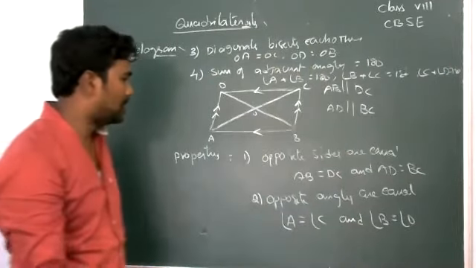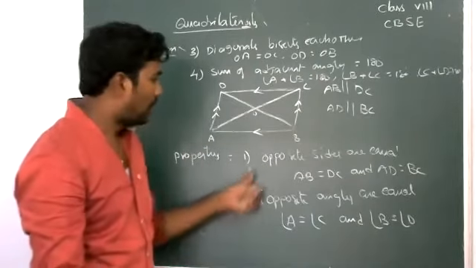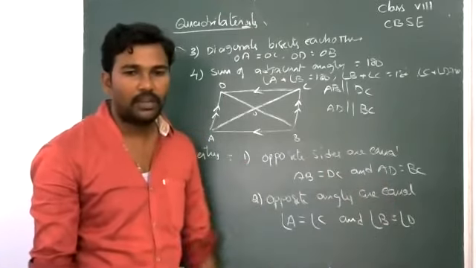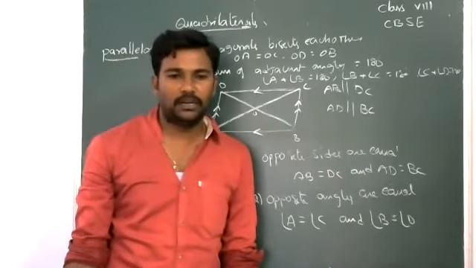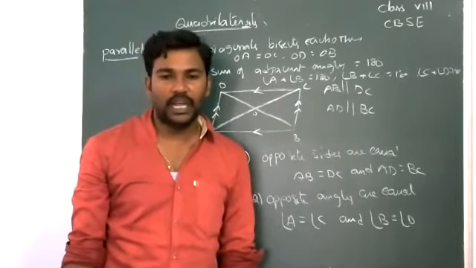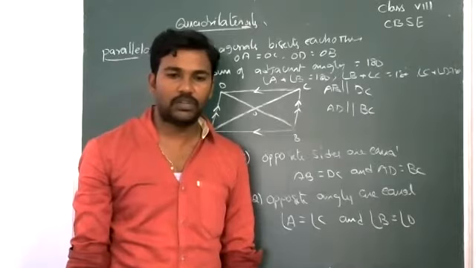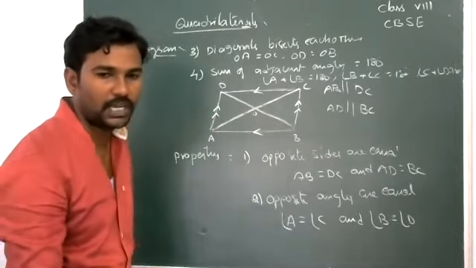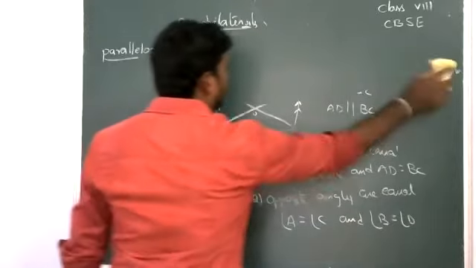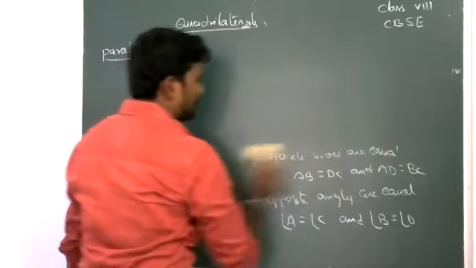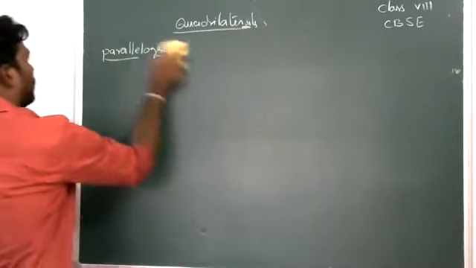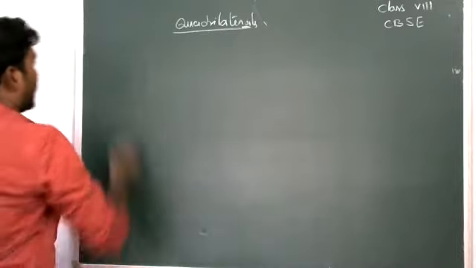Here you can see the properties of a parallelogram. Opposite sides are equal. Opposite angles are equal. Diagonals bisect each other. And the fourth one, the sum of adjacent angles equals 180 degrees. Then comes the second one. Parallelogram completed. Next one, a rectangle.